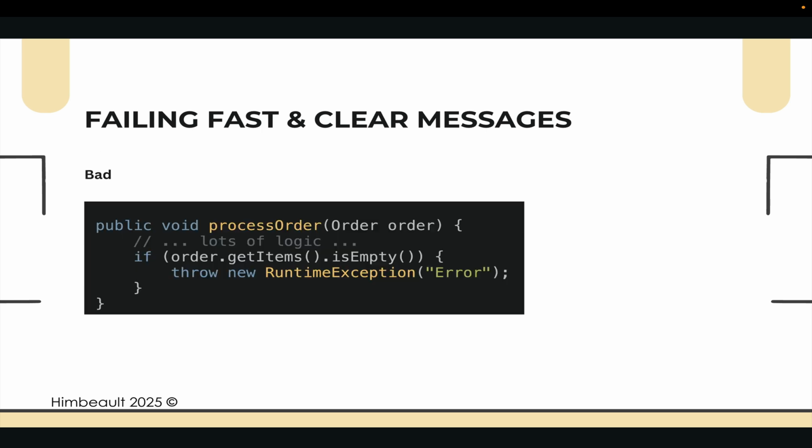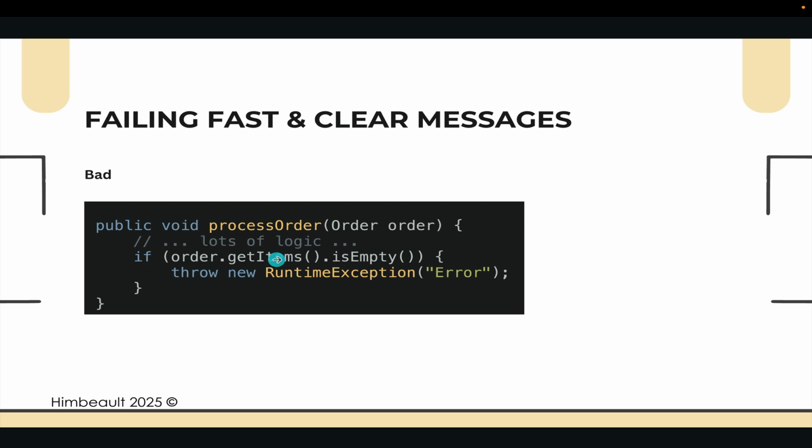So here we can see that we're doing our process order. We have a new order. We have a bunch of logic. If the order getItems is empty, we're throwing a runtime exception saying error. This is bad for so many reasons. First of all, if we try to get a bunch of orders and it's empty, is that really an error? Or are there just no orders to display right now? Maybe we just need to return an empty list and say there were no orders to return. That's not really an error.